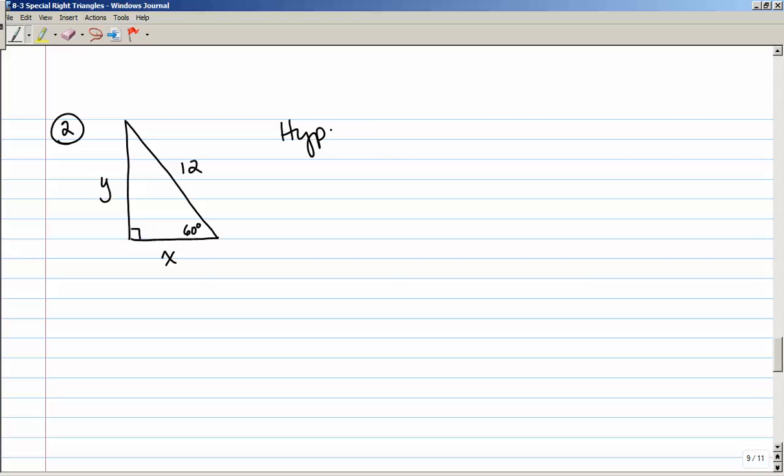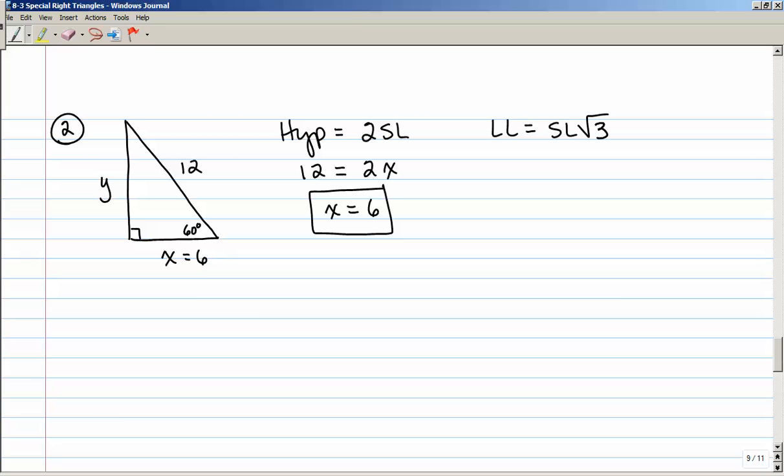So I'll start with the formula. Hypotenuse equals 2 times the short leg, or 12 equals 2 times x, and dividing both sides by 2, x is equal to 6. Okay? I can actually plug that in here. Maybe that'll help me a little bit. Other formula, long leg equals short leg times the square root of 3. My long leg is y. My short leg I just found is 6 times the square root of 3.